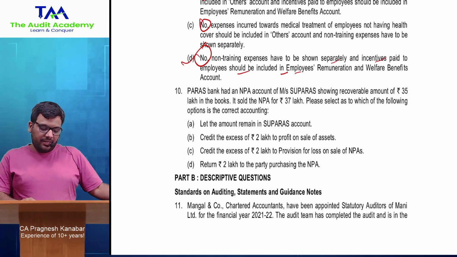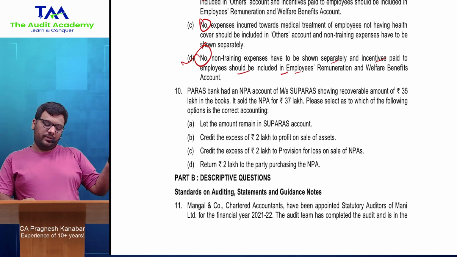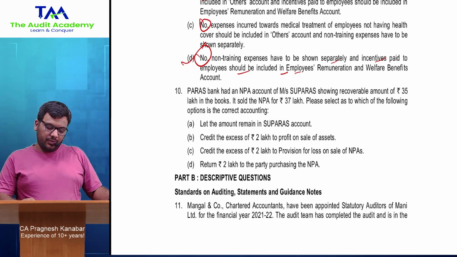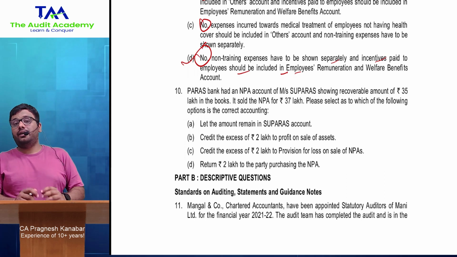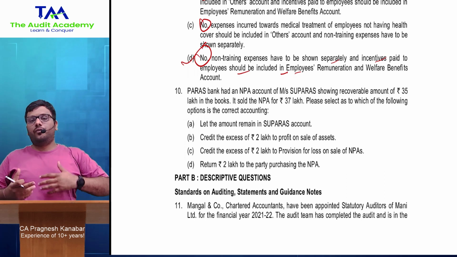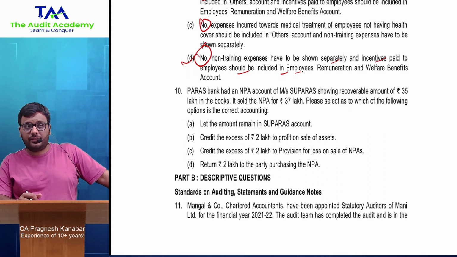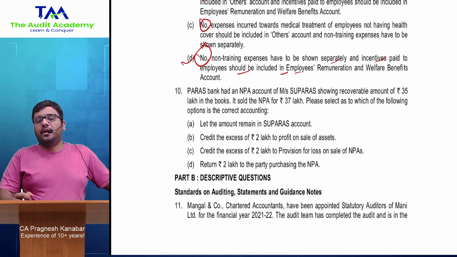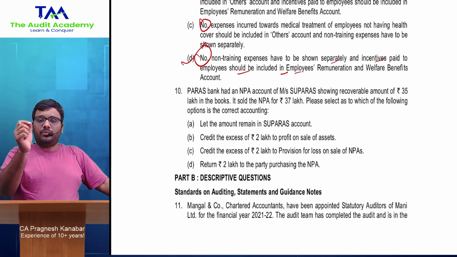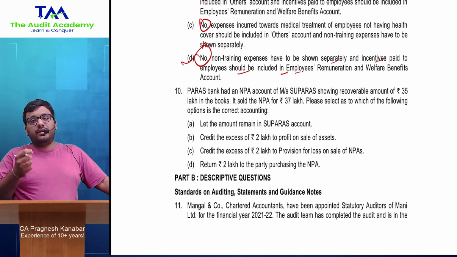Paras Bank had an NPA account of Messrs. Superus showing recoverable amount of rupees 35 lakh. It sold the NPA for rupees 37 lakh. Now, when it comes to selling of NPA, obviously there are lots of conditions which are given in the Audit of Banks chapter, which is one of my favorite discussions, this purchase and sale of NPA. But one thing is very clear, that if there is some surplus, then you cannot credit it to P&L account.